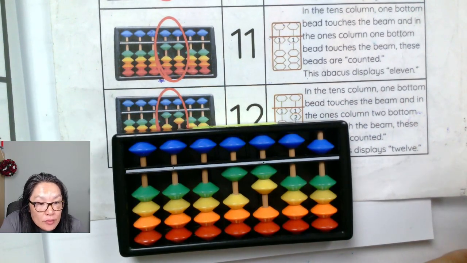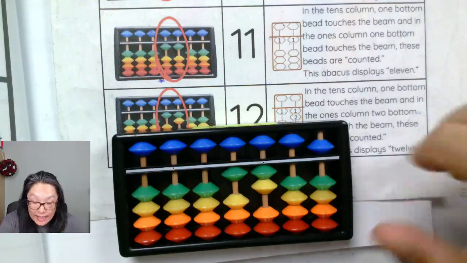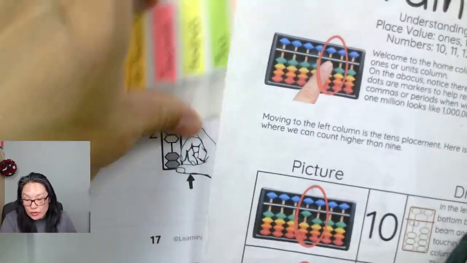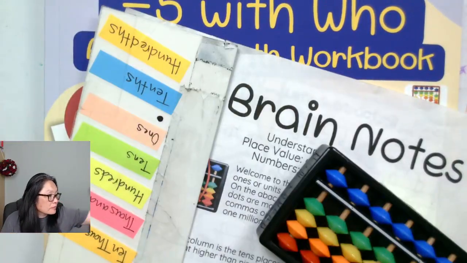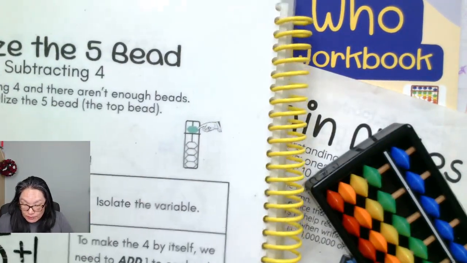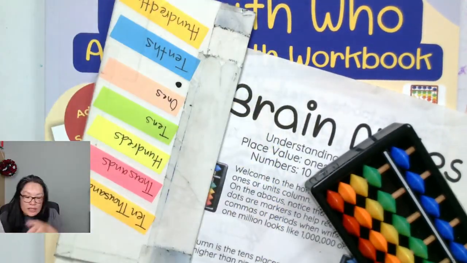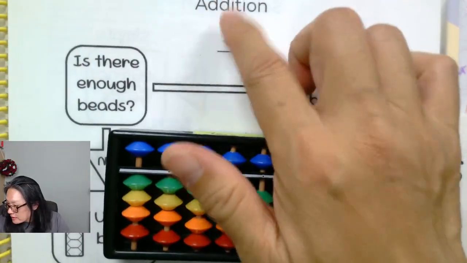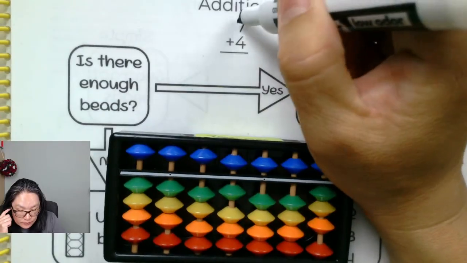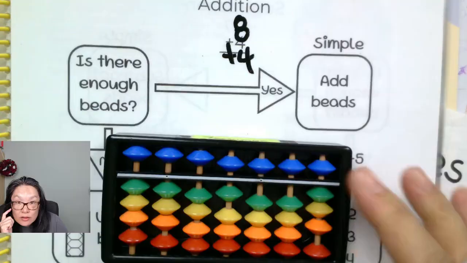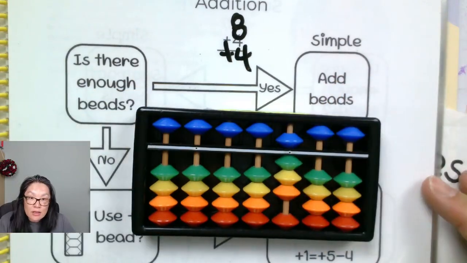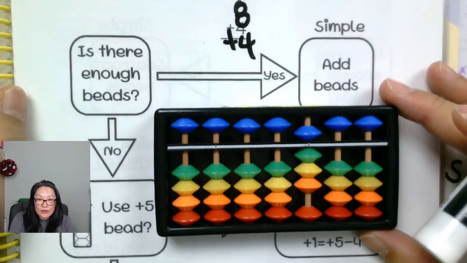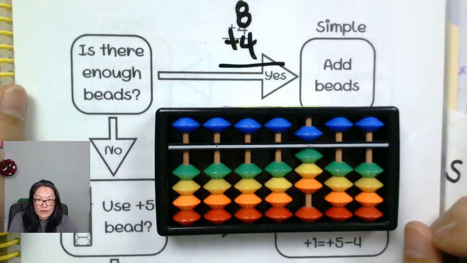Okay. Can we do 8 plus 4? We can. That's a very good question. So when we do 8 plus 4, we're going to have to remember how to make a 5. So let's start with our question. 8 plus 4. Now I have 8 on my abacus. My question is, do I have enough beads to add the 4? No, I don't have enough beads to add the 4.